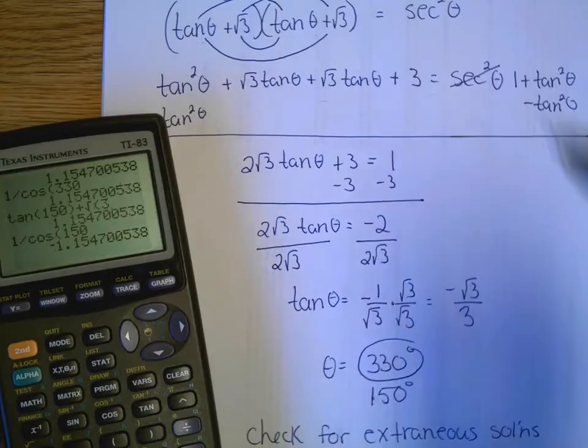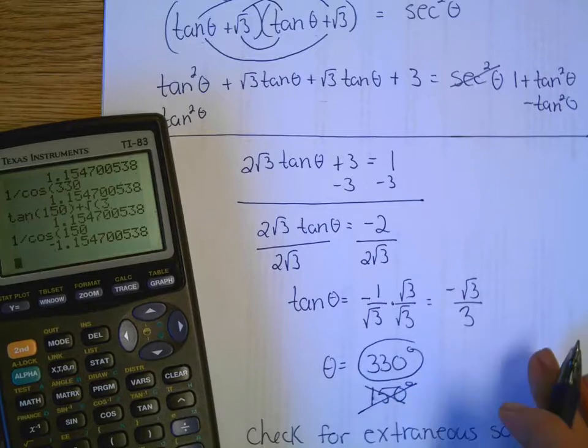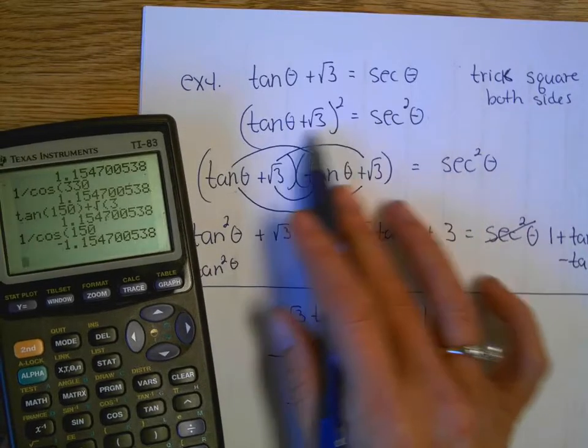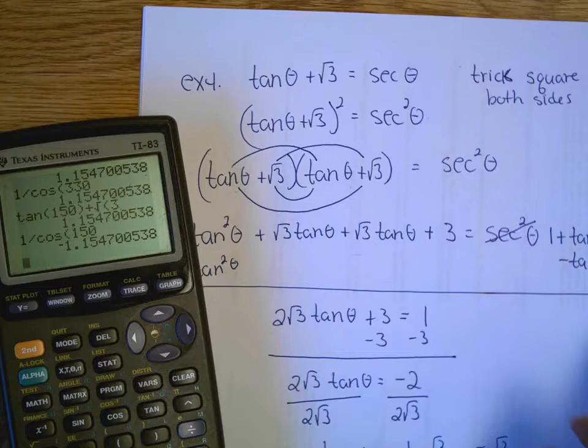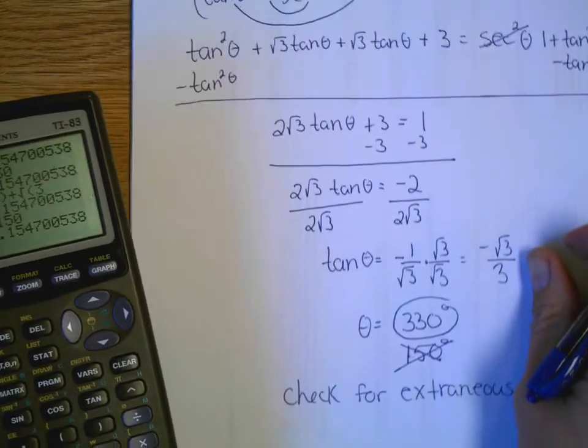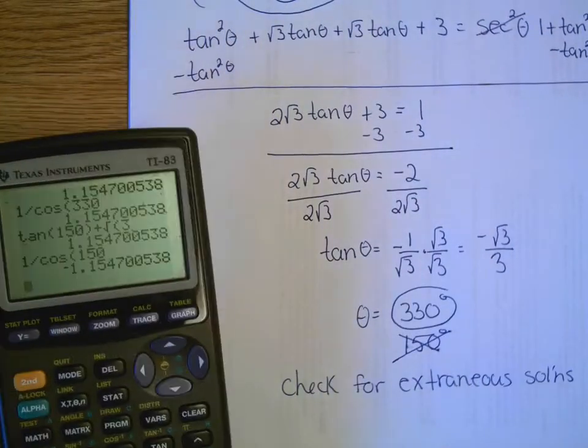So 150 was my extraneous. If I plugged it back into my squared one here, it would work, but in the original one it does not. So the only time you check for extraneous is when you squared both sides.